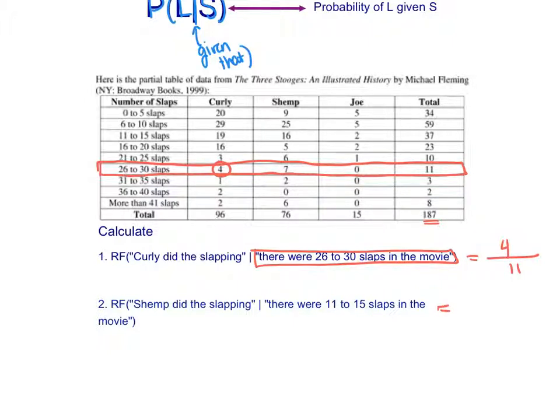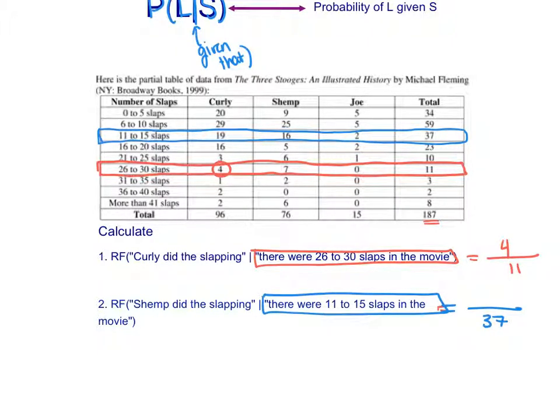Let me change colors here. So here it says, what is the relative frequency that Shemp did the slapping, given that there were 11 to 15 slaps? So if I look at that row, 11 to 15 slaps, that's only 37 out of the total subset. So notice this is kind of what's telling me my denominator here, like what the subset I'm looking at. What is the relative frequency that Shemp did the slapping? Looks like 16 out of the 37.